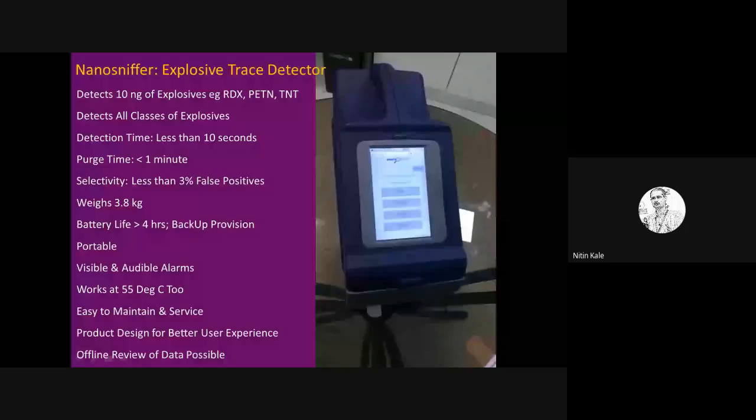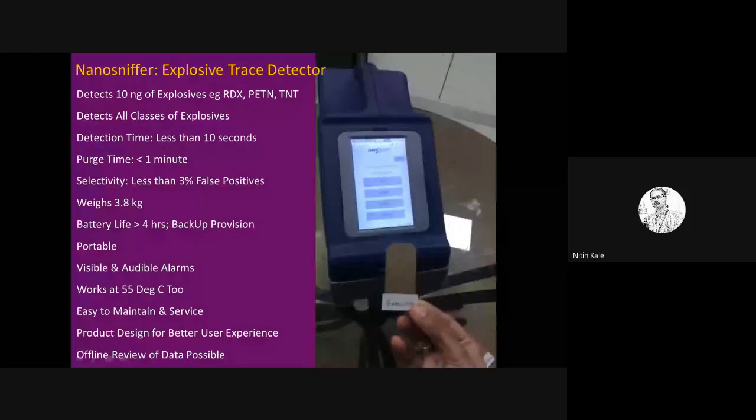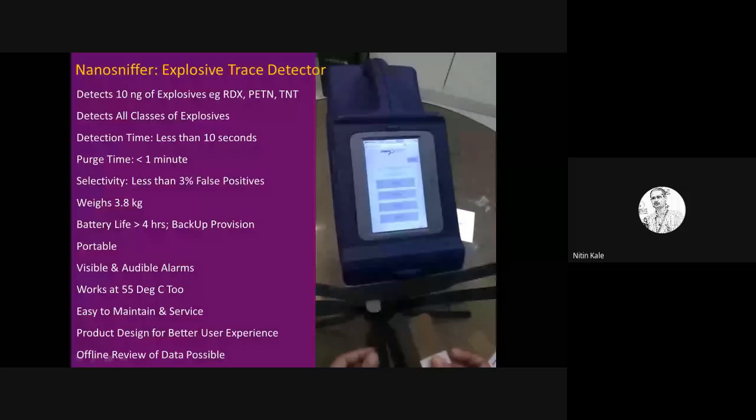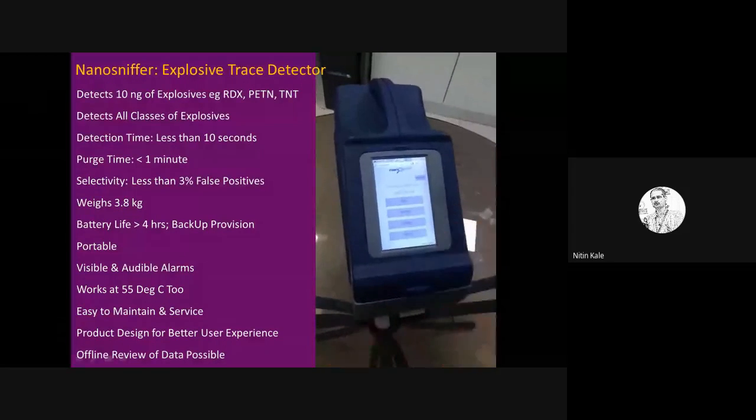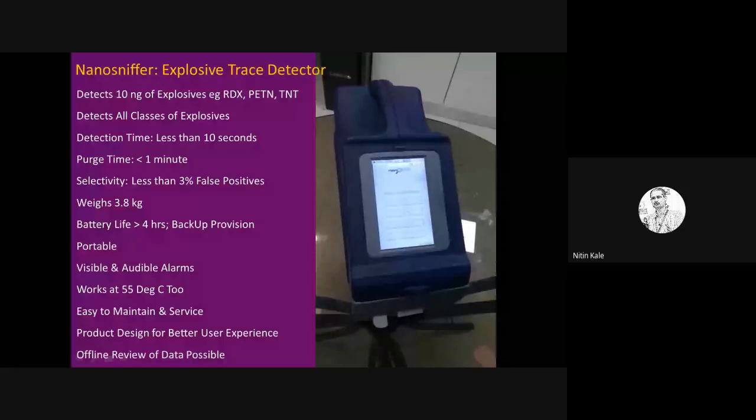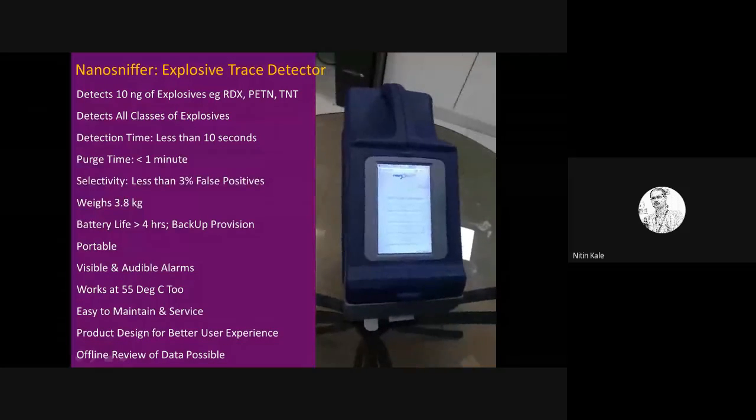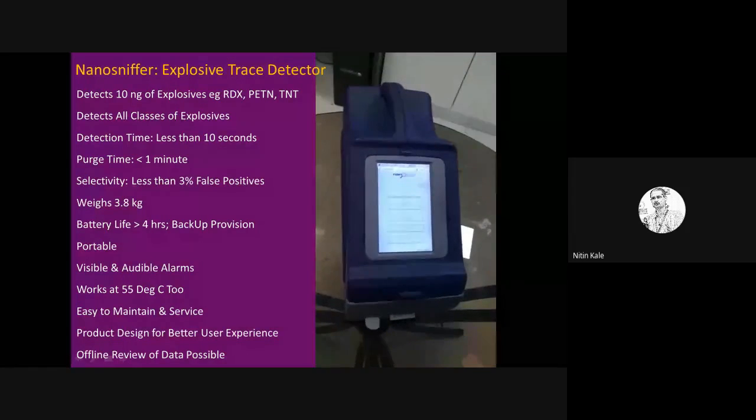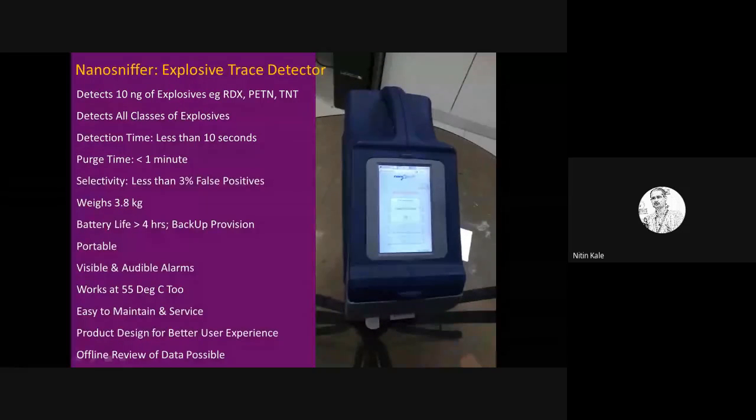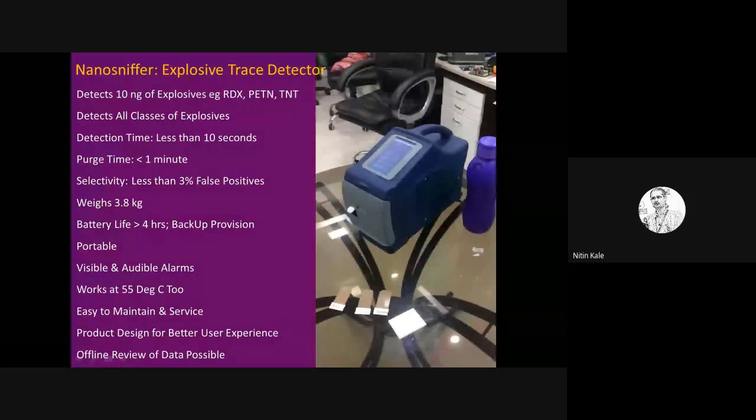put another swab which has 10 nanograms of RDX. You run it. A message will come here in red color saying traces detected, and you will also hear a beep. You heard the beep, right? So this is the message in red as well. I'm playing it once again.